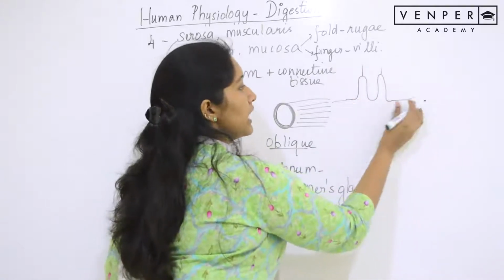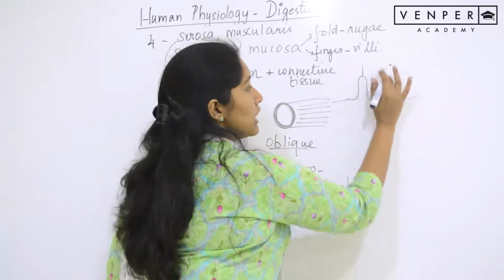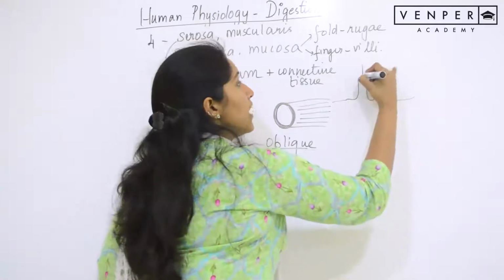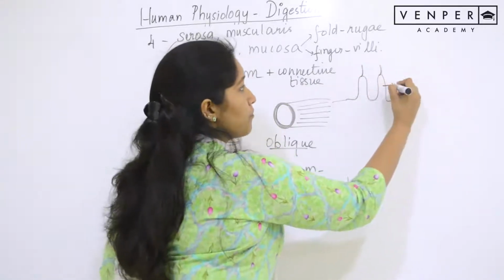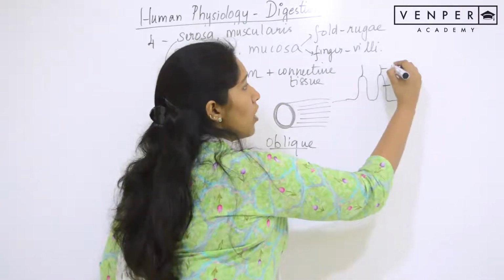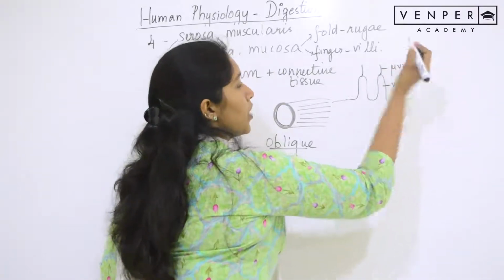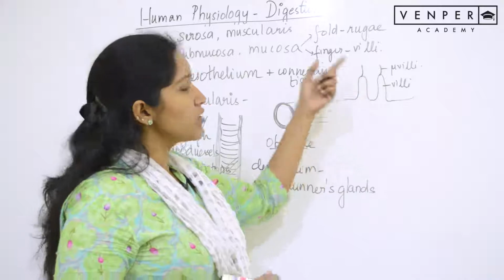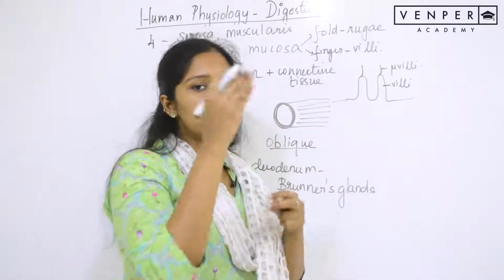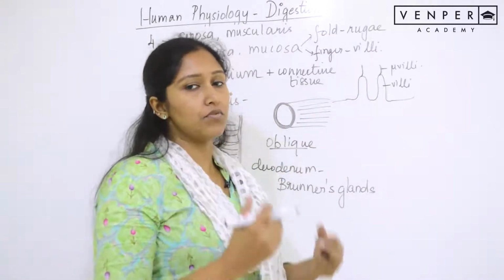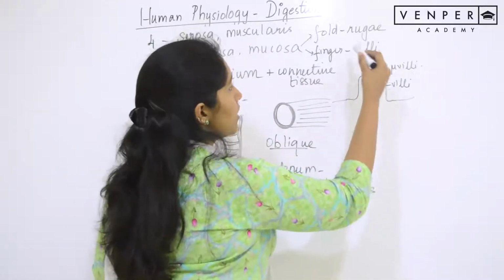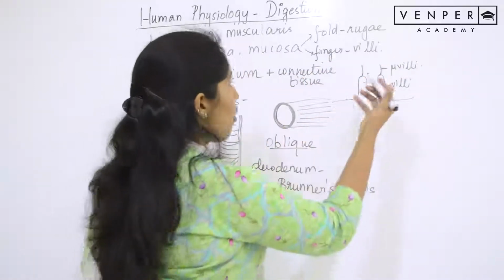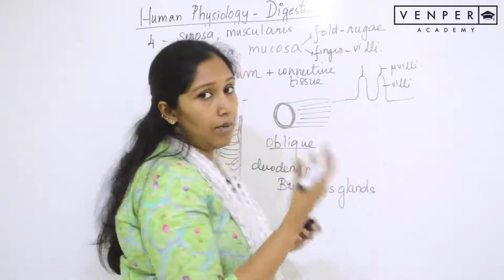So, this is the intestinal wall. These are the initial finger-like projections, and then you have projections from these villi, which are called microvilli. The reason for all these modifications is basically to increase the surface area of the digestive tract, which will maximize absorption. This region is also supplied with a lot of blood vessels.